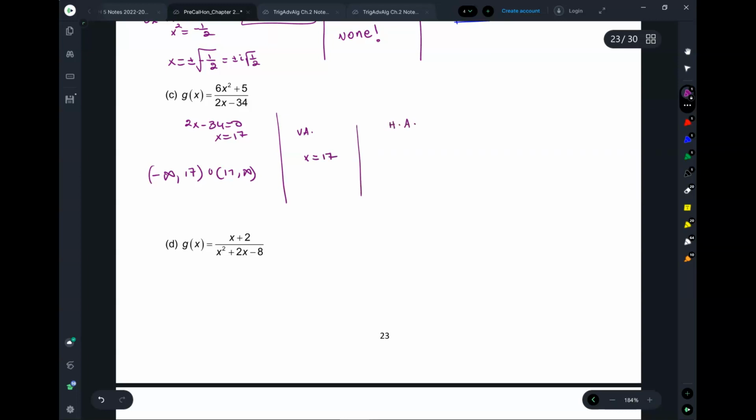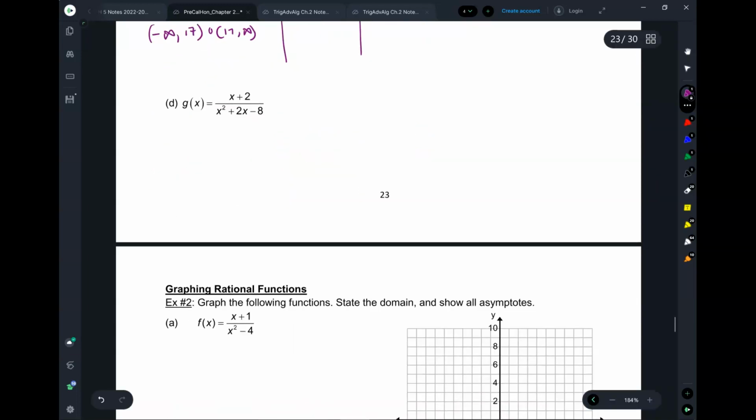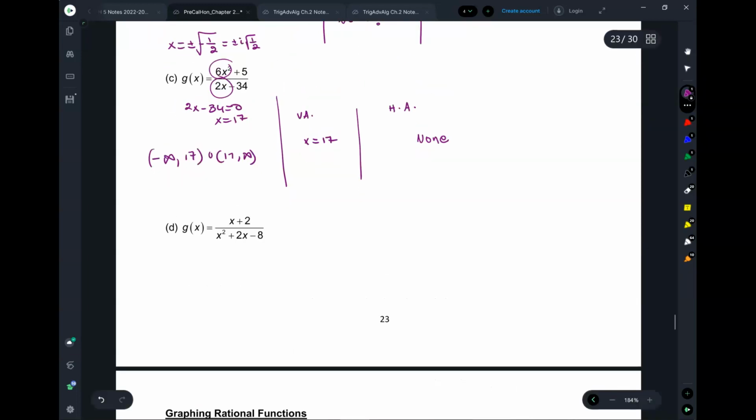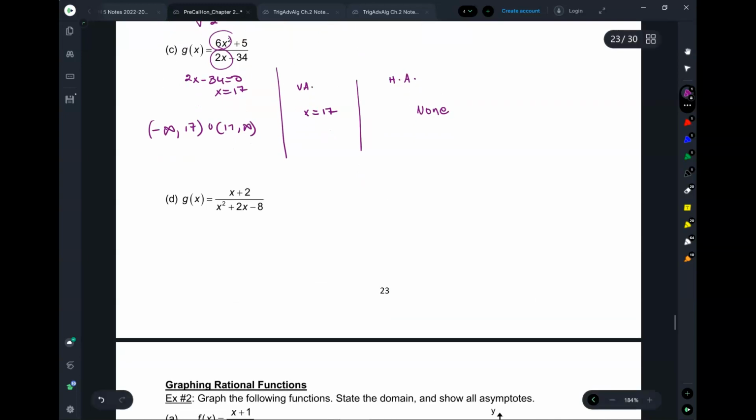Horizontal asymptote, y equals what? Well, is there a horizontal asymptote? None. It would be an oblique, so there is no horizontal. We haven't learned how to find oblique yet. Next one. Here is one where you can factor this one, right? So let's factor this first. How do we factor? X plus 4, x minus 2.